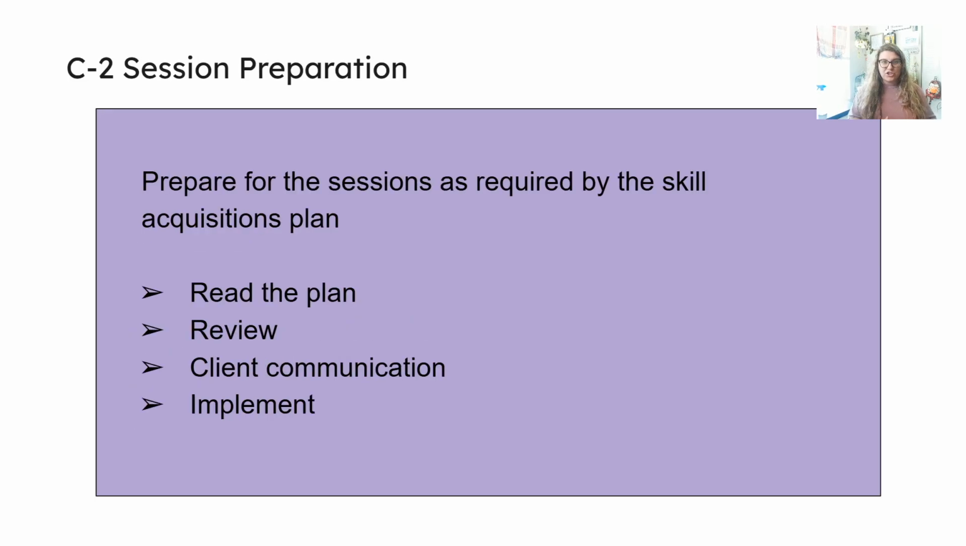And then you have your session preparation. So you prepare for the session as required by the skill acquisition plan. So you're reading the plan, reviewing it, client communication, implement. So you're basically reading what the session is, how to implement it, and how to make sure that if something needs corrected, how to correct it properly, and what exactly that would look like. So think of your antecedents and your consequences, because we already know what the behavior is.